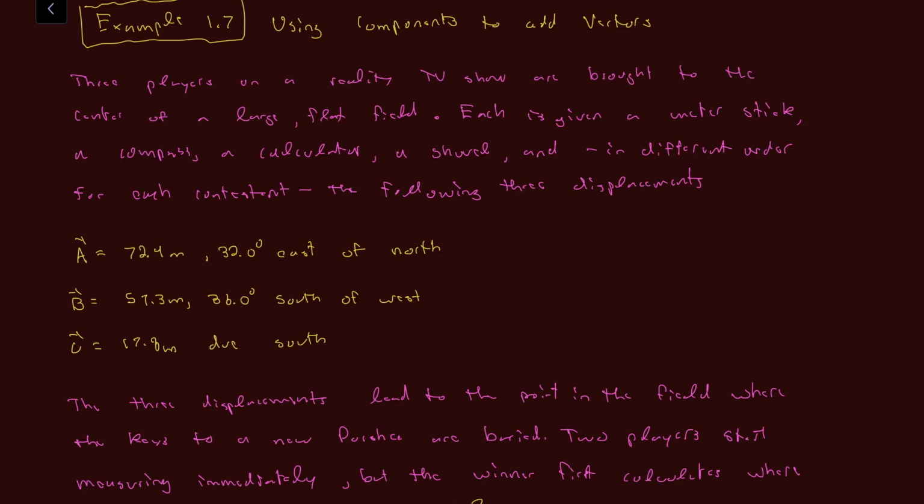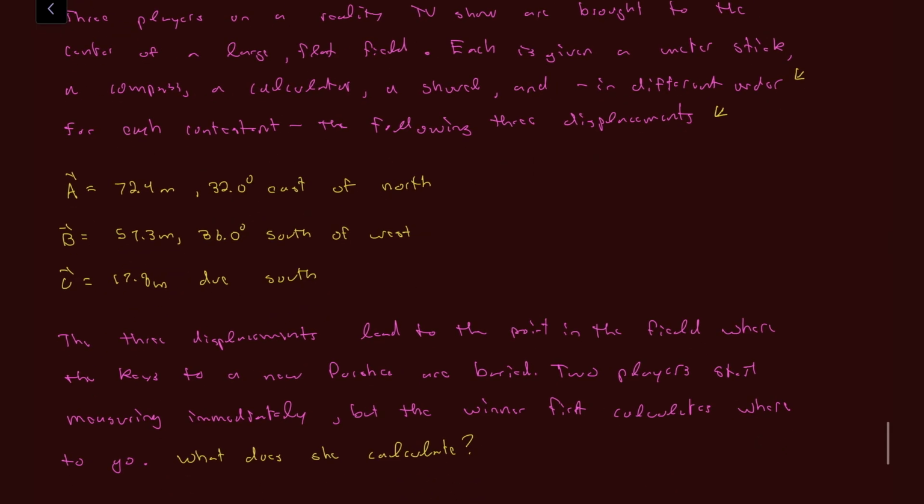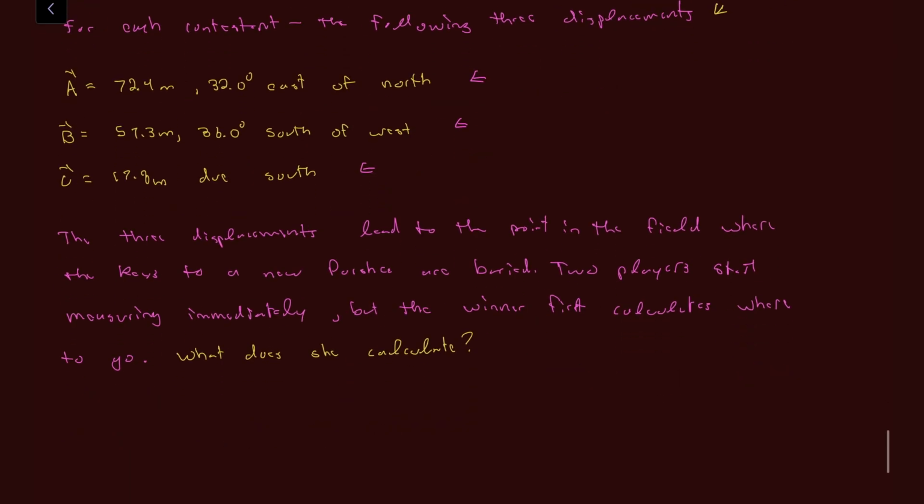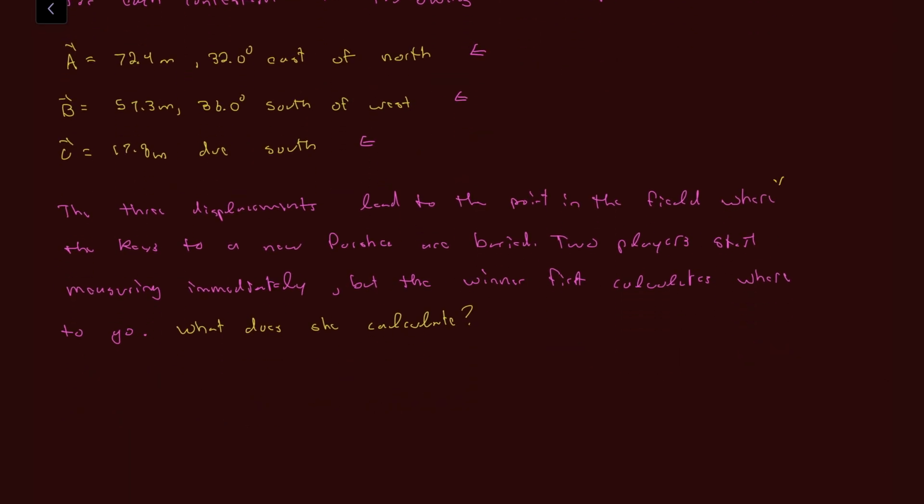Okay, here we are at example 1.7. Honestly, a really interesting and fun problem. And it goes like this. 3 players on a reality TV show are brought to the center of a large flat field. Each is given a meter stick, a compass, a calculator, a shovel, and in different order for each contestant, the following 3 displacements. You see vector A, vector B, and vector C. The 3 displacements lead to the point in the field where the keys to a new Porsche are buried.